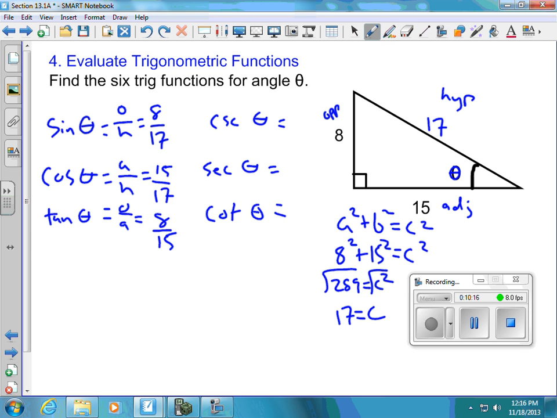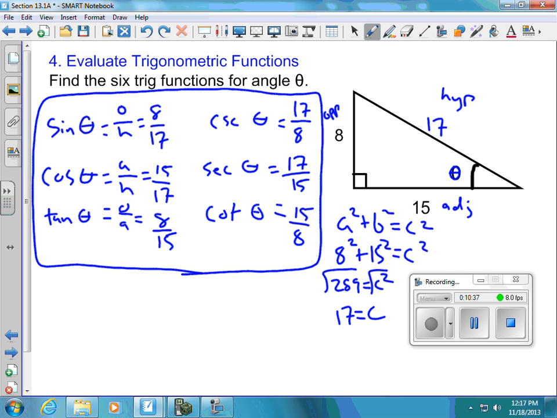Now, cosecant is just a flip of sine. So the fastest way to do that is to say, okay, if I know what sine is, flip it. I get 17 over 8. Secant is hypotenuse over adjacent, or 17 over 15. It's the reciprocal of cosine. And cotangent is going to be 15 over 8. There are the 6 trig functions for this triangle.